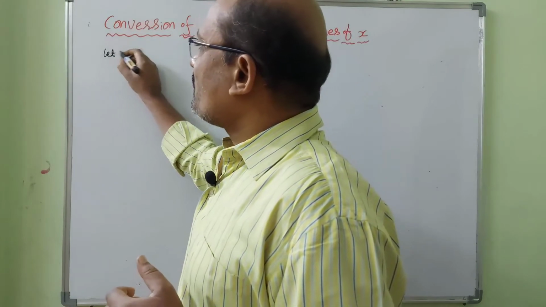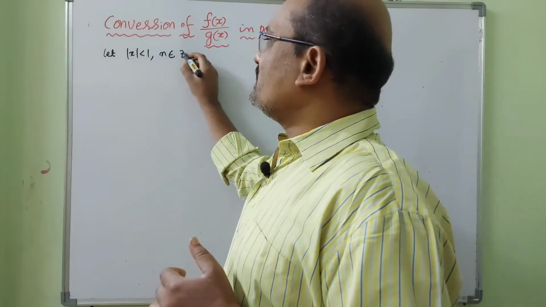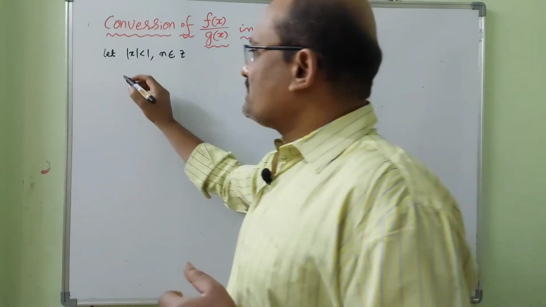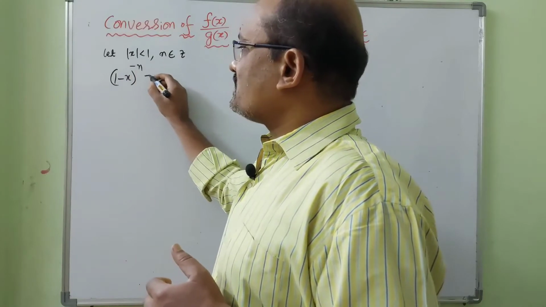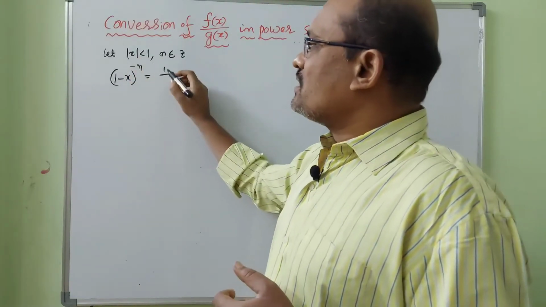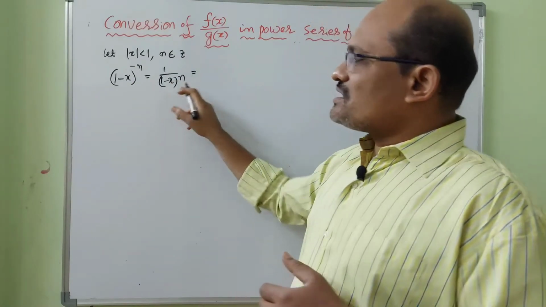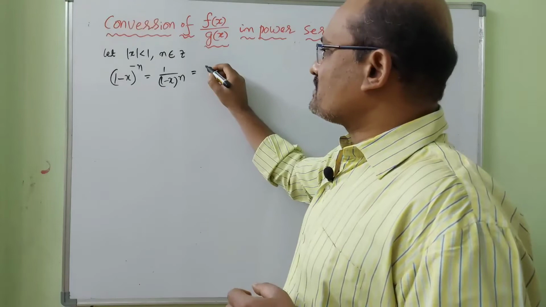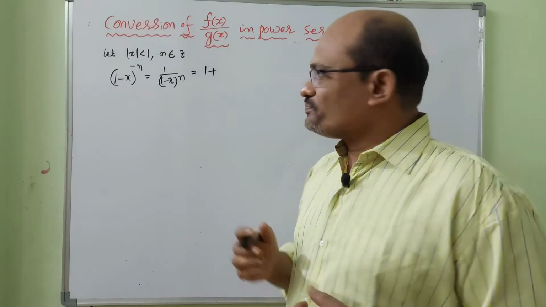Suppose mod x is less than 1 and n is an integer, then 1 minus x whole power minus n, that is 1 minus x whole power minus n, is what? 1 by 1 minus x power n. The expansion of this can be written like this. This formula you will find in binomial theorem.